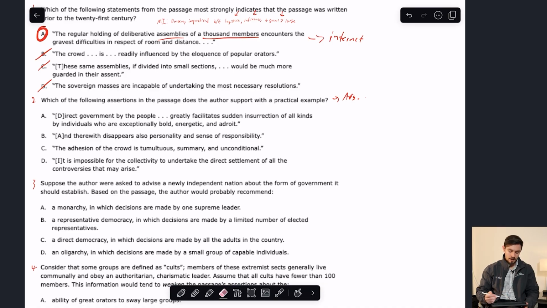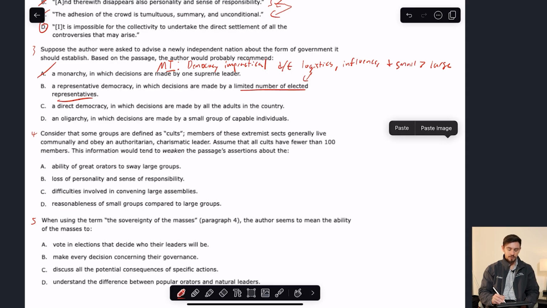So a monarchy, in which decisions are made by one supreme leader. No, I mean, that's the ultimate influence, right? Just one person gets to pick. So not A. B says a representative democracy in which decisions are made by a limited number of elected officials. That's small groups, right? So I think the author would like that. They're elected, so it kind of solves the logistical challenge. And then I guess they would be mildly influenced, so maybe not B, but maybe B. We'll keep it in.